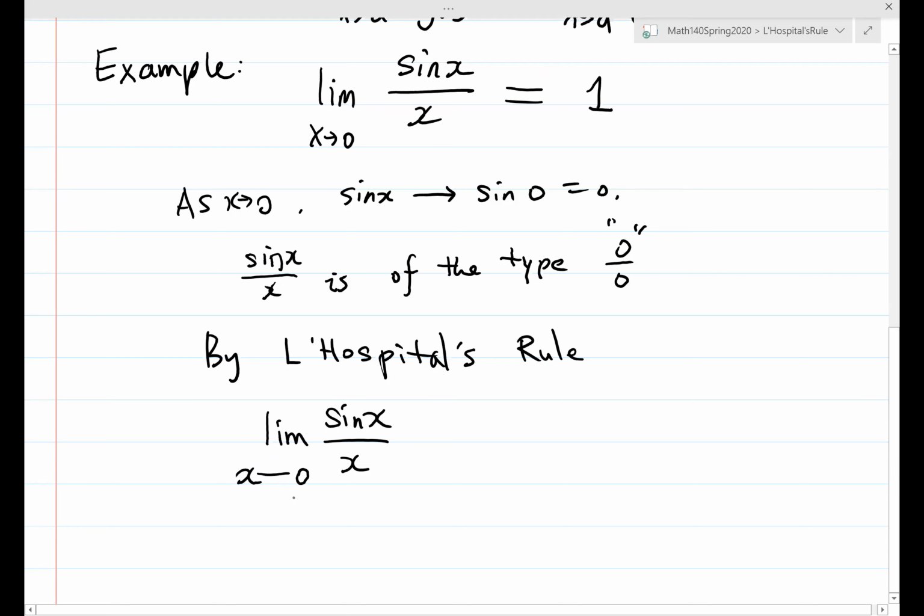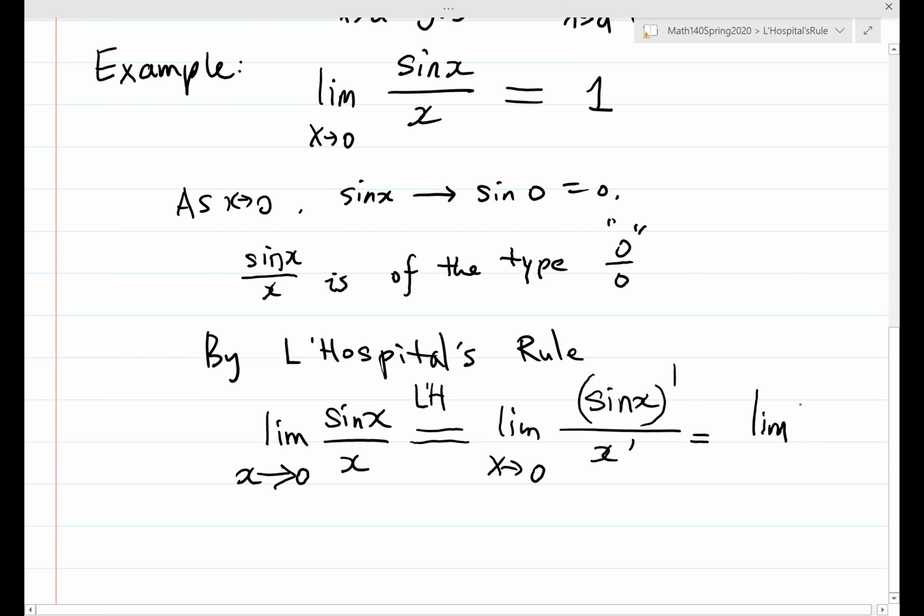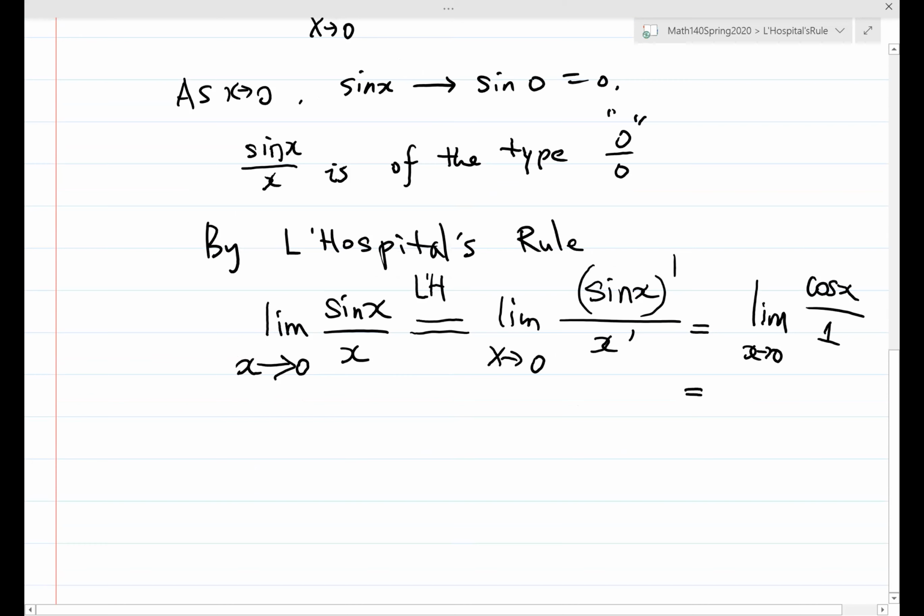Now apply L'Hopital's rule. What we get is the sine x derivative over the x derivative. The sine x derivative gives us cosine x, and the x derivative gives us 1. Now you check here, this is no longer 0 over 0, so we don't use L'Hopital's rule anymore. By continuity, we can use direct substitution: cosine 0, which is 1.